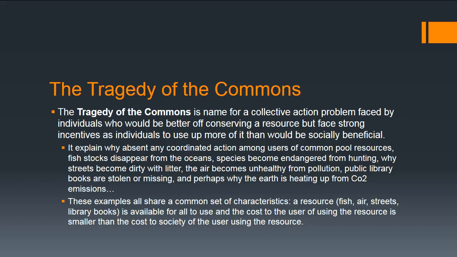These examples all share a common set of characteristics, which is that you have a resource like fish or air or streets or library books that is available for all to use, and the cost of using the resource to the user is smaller than the cost to society of the user using the resource. That is to say, it is fairly cheap for you to use the resource, but it's slightly more expensive for all of us, for society, for you to use the resource. Okay, let's see if we can refine this a little bit.